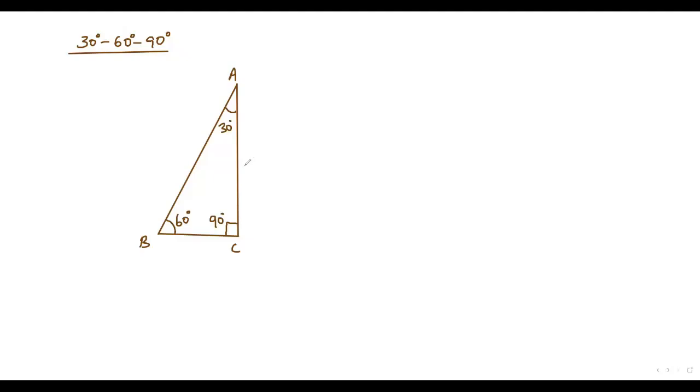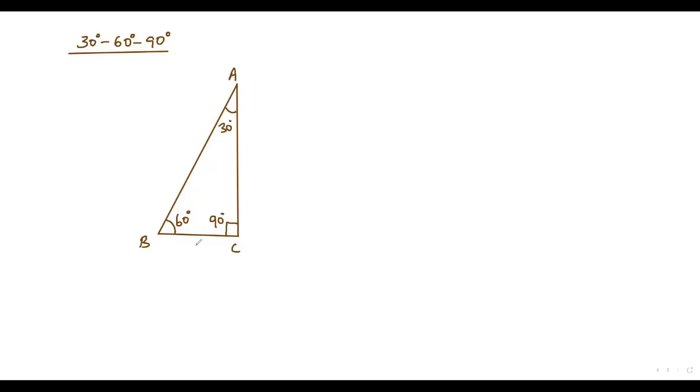Here we have a 30-60-90 special right triangle. Here we are going to see how to solve for the lengths of the sides of the triangle. In this triangle, the three interior angle measures are 30, 60, and 90, and the leg which is opposite to the smallest angle is the shortest leg. So here BC is the side opposite to the smallest interior angle, that is 30 degrees. So BC is the shortest leg of this triangle.